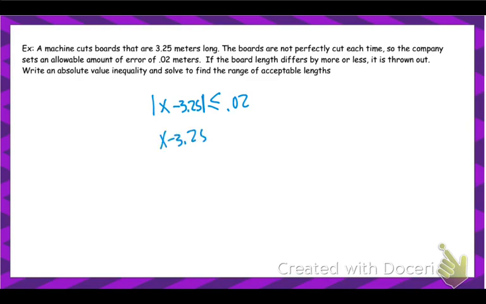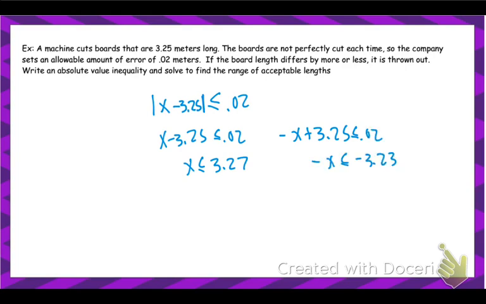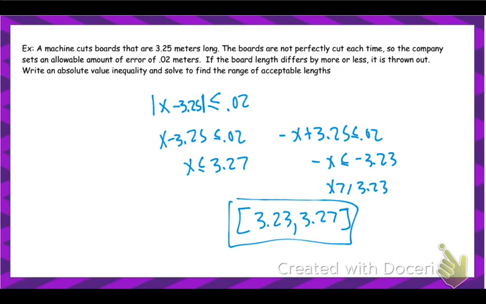I know you know what the answer is going to be without solving it, but it's not bad practice. So x is less than or equal to 3.27, and x is greater than or equal to 3.23. So in interval notation, our range of acceptable lengths would be from 3.23 to 3.27. Again, I understand you can look at this and figure out the answer, but we do need to understand how that corresponds to that absolute value inequality, because again, that's something that could come back up for you guys.